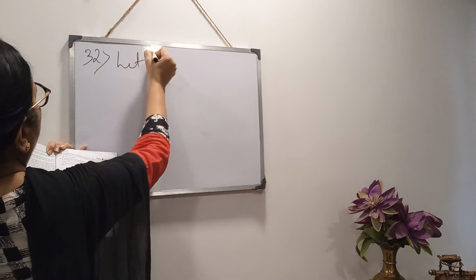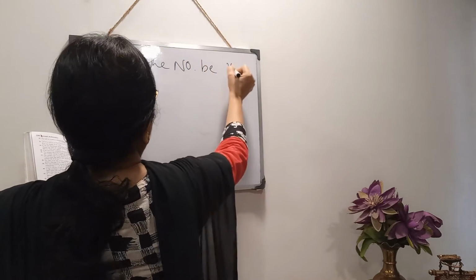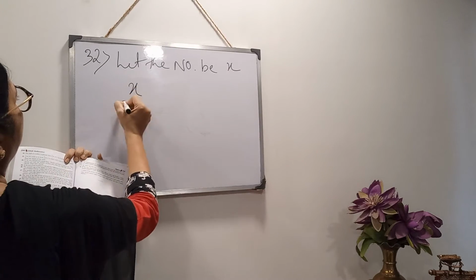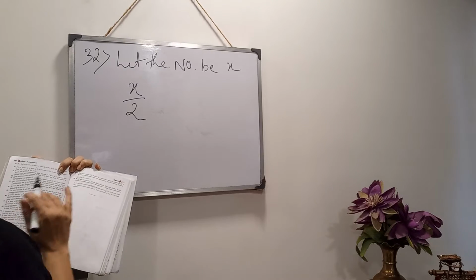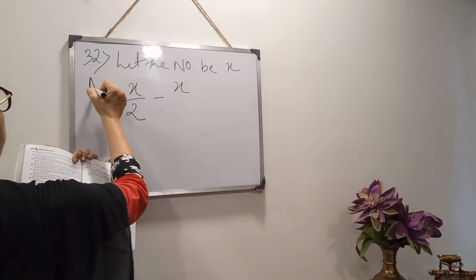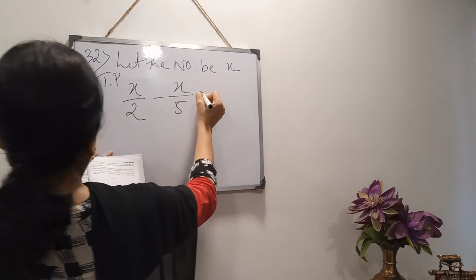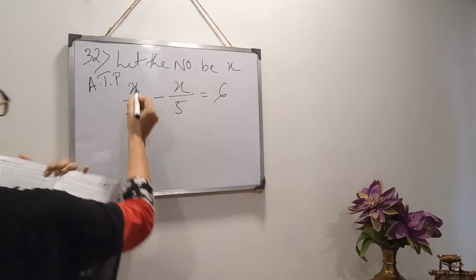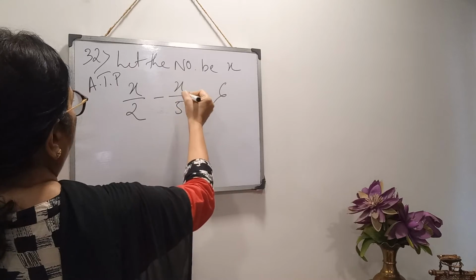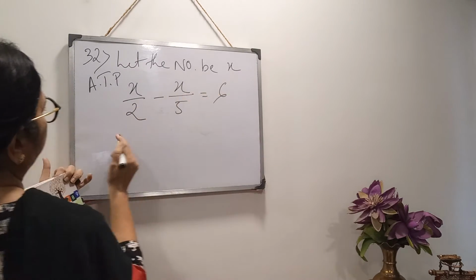Let the number be x. So half of a number means x by 2 is greater than 1/5 of it by 6. That means difference, according to the problem, difference between these two is 6. Half of a number is greater than 1/5 of it by 6. That means difference between them is 6.